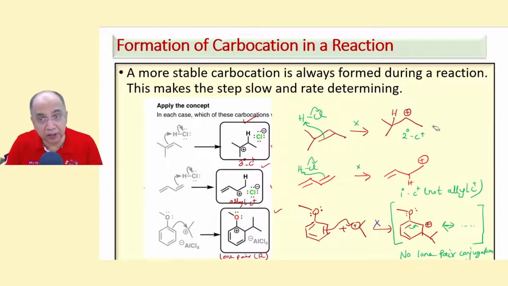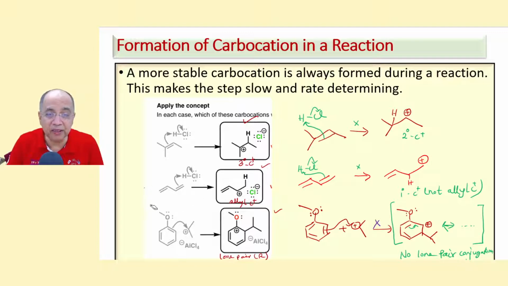Now, if you compare between the two possibilities, here this is a 3-degree carbocation and here it is a 2-degree carbocation, which is much less stable than 3-degree. Therefore, this is not a possibility. It doesn't happen. It happens in this way, that hydrogen is added to the other carbon so that the plus charge remains on a more highly branched carbon. In this case, it is a 3-degree carbocation.